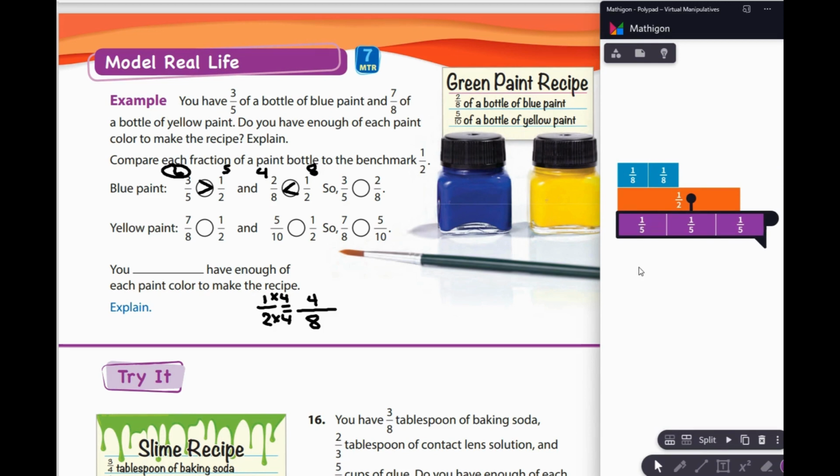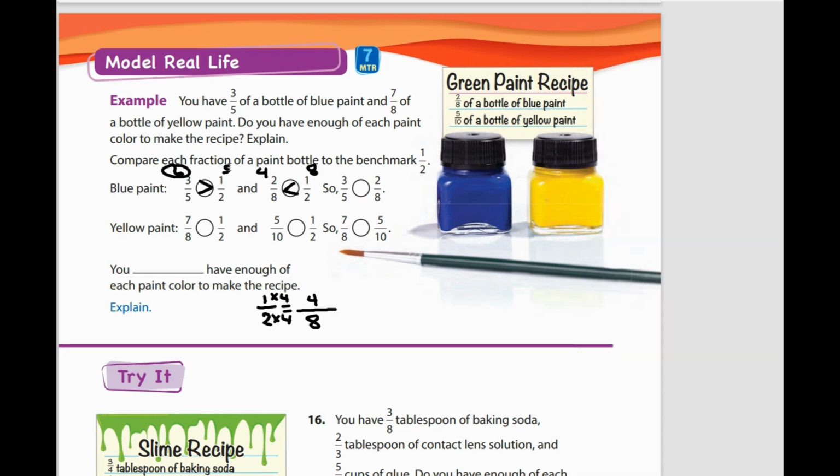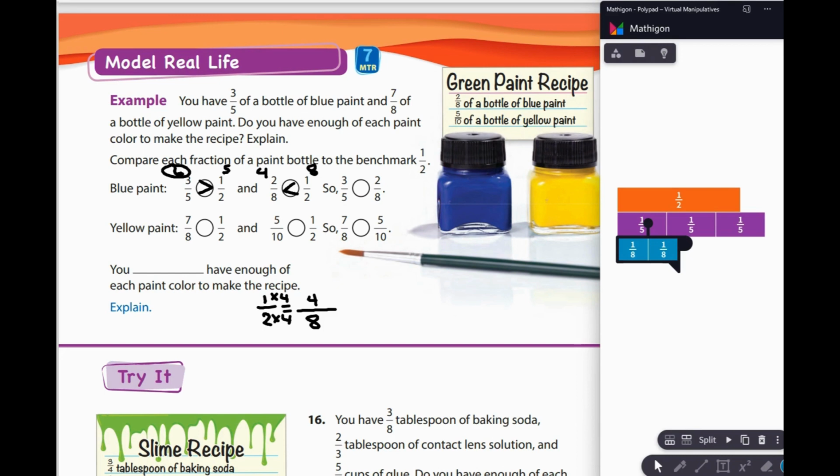The last one says 3/5. Now I have to go back to the original one. Do I have enough? If I have 3/5, what am I comparing? It says, again, I have 3/5 of a bottle of paint. So what can I say about 3/5? 3/5 compared to 2/8 tells me that, which is greater? It tells me exactly. It tells me that 3/5 is greater.